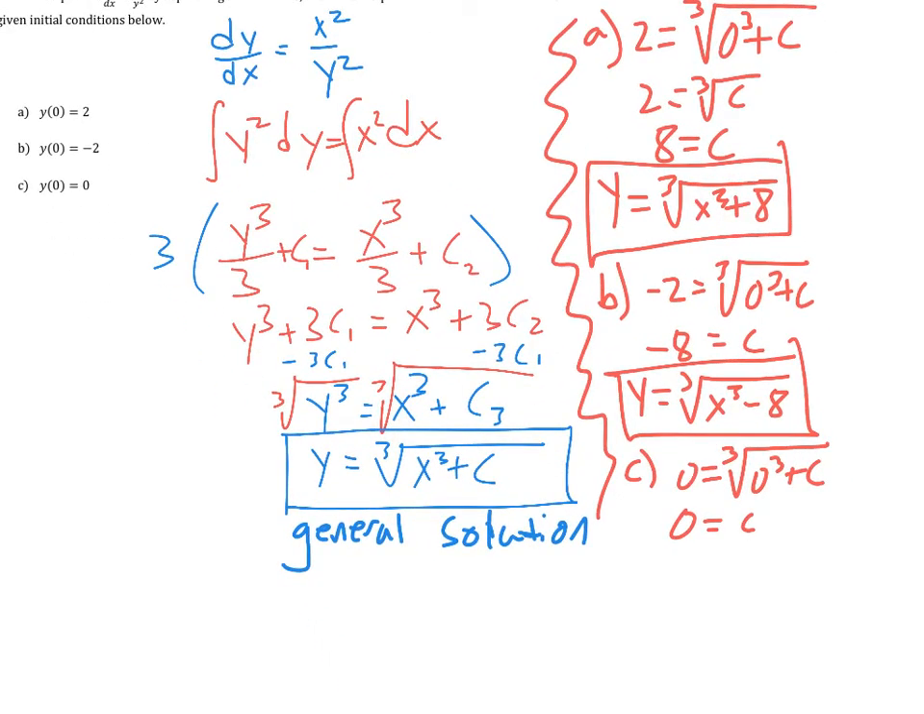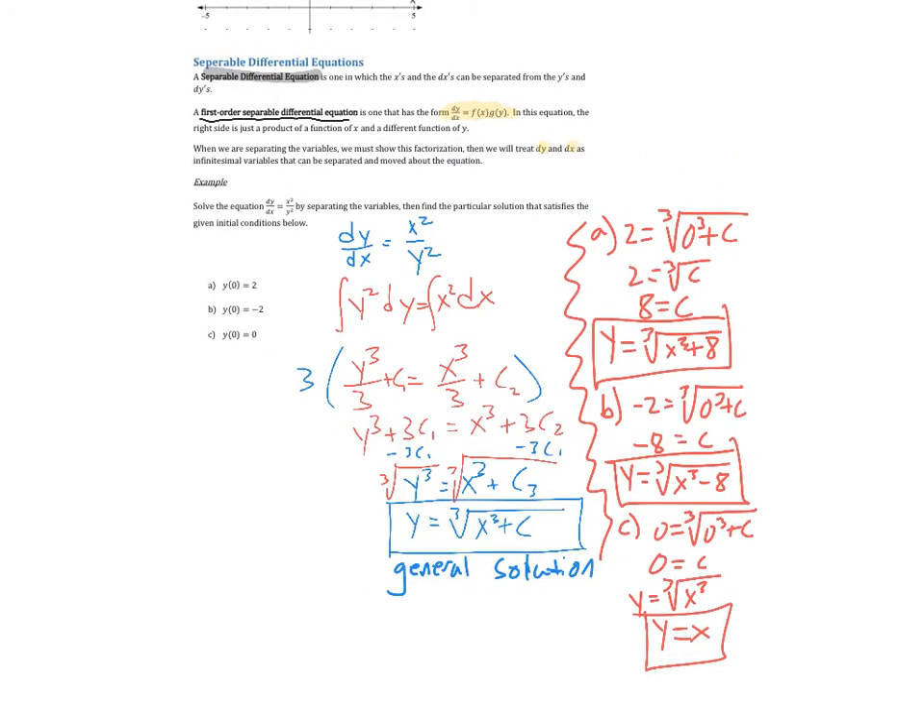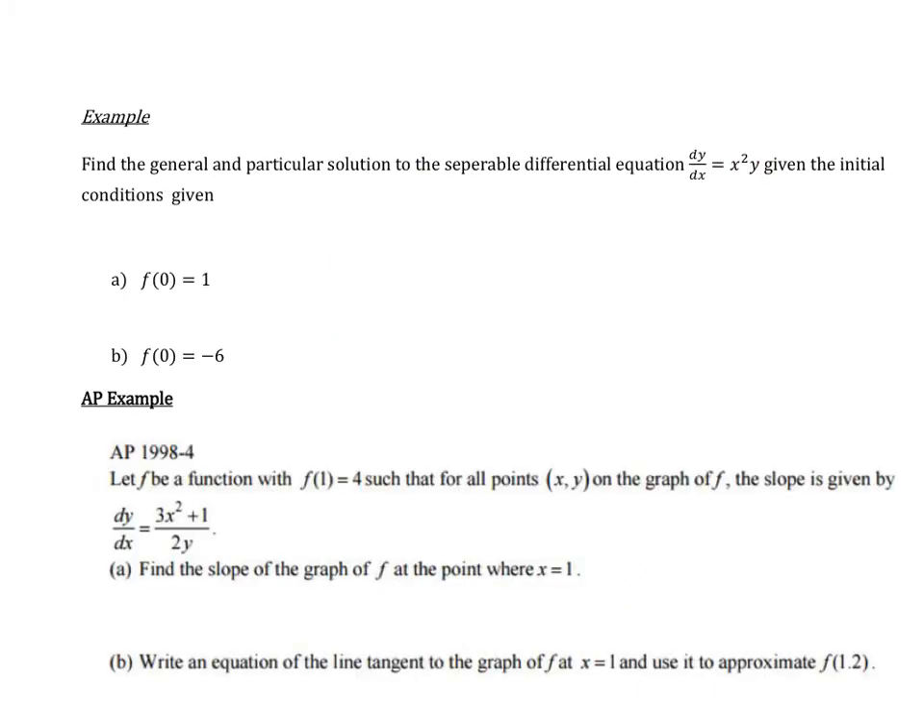And so we just simply have y equals the cube root of x cubed, or y equals x. So it just becomes a line. And that's how we solve a separable differential equation. Again, the key is that it's separable, and we can end up multiplying or dividing so that we get all the y's and dy's on one side, all the x's and dx's on the other side.